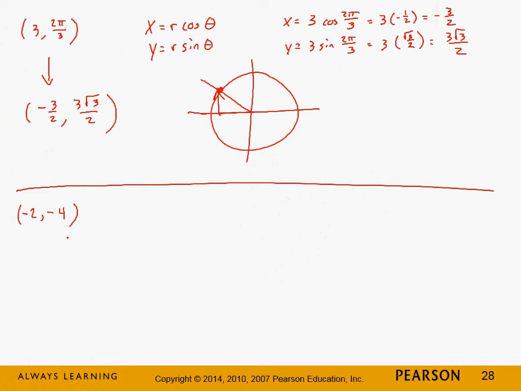We know that r squared equals x squared plus y squared, and tan theta equals y over x. So if this is the case, we can plug in x squared and y squared. We get r squared equals negative 2 squared plus negative 4 squared, which is 4 plus 16, which is 20.